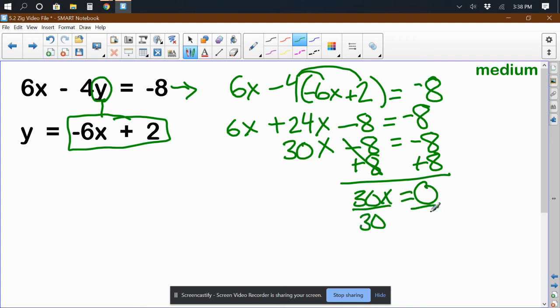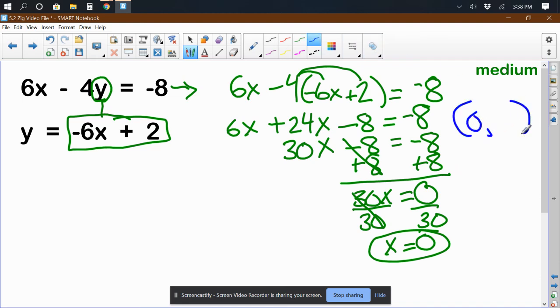Finish by dividing by 30. These cancel out, leaving us x equaling 0. Okay, so x is 0 so far. So we have 0, comma. Now I need to put this 0 into one of the equations.